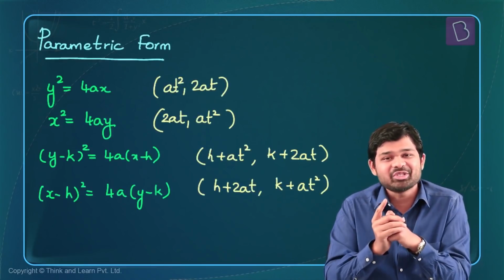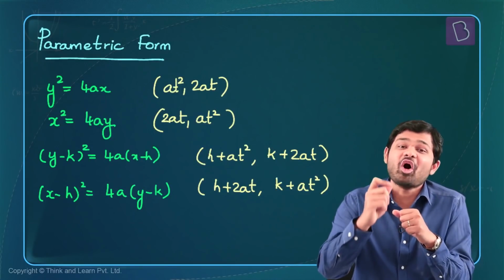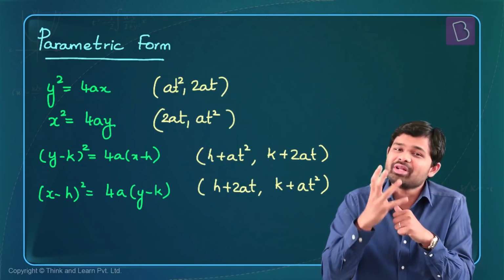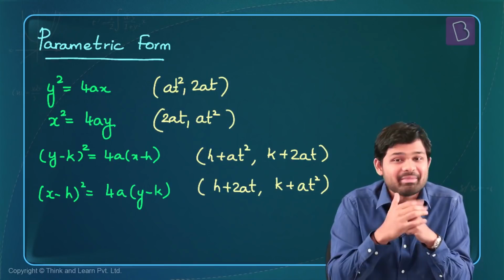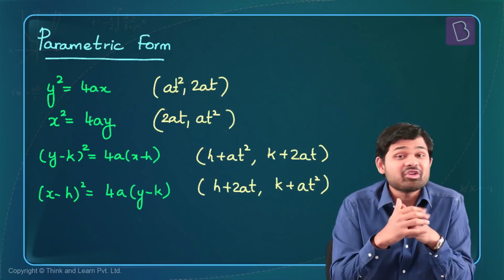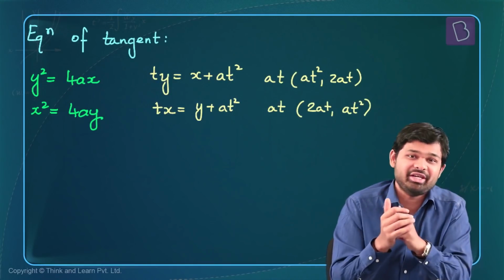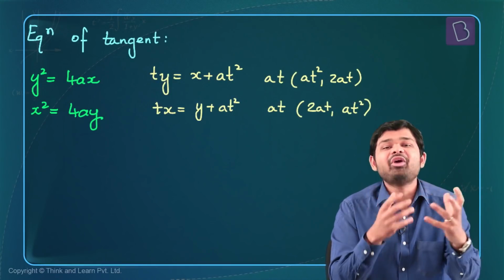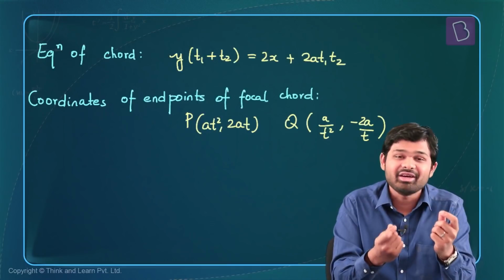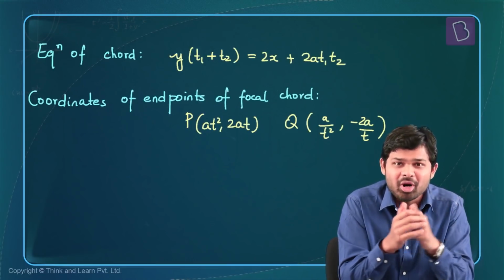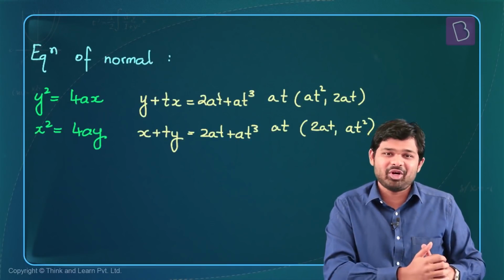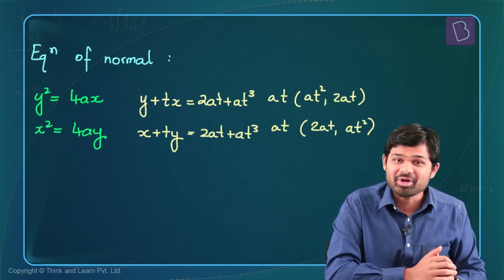But there is one concept that is going to be massively important when it comes to questions from parabola, and that is going to be the parametric form of a parabola. How to represent a parabola in its parametric form. So this is the parametric form of a parabola. How do you express the equation of a tangent in the parametric form? How do you play with the focal chord when it comes to parametric form? What happens to the normals of a parabola when you look at it from a parametric form?